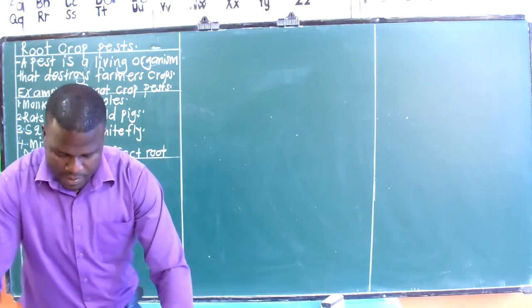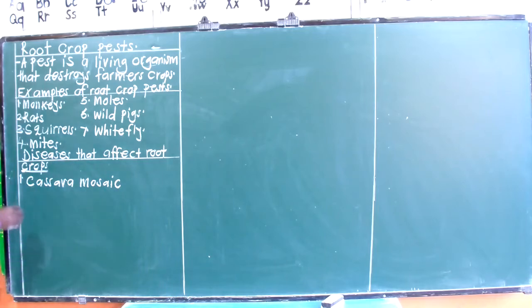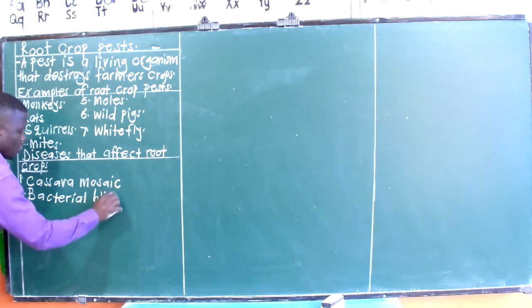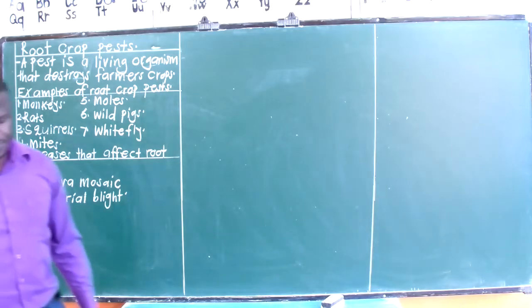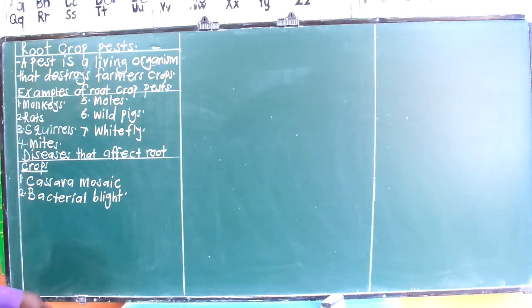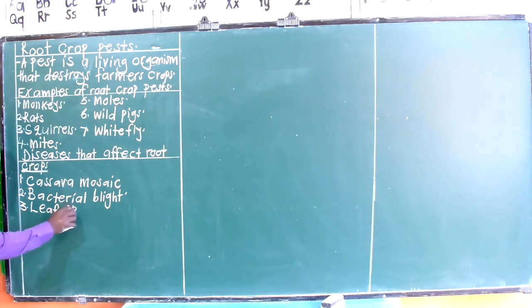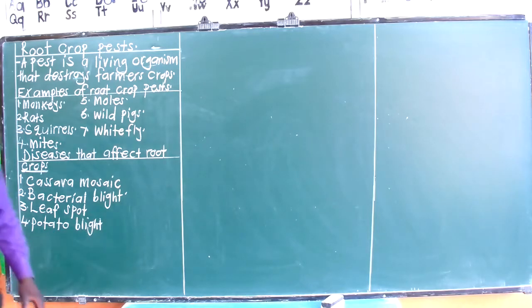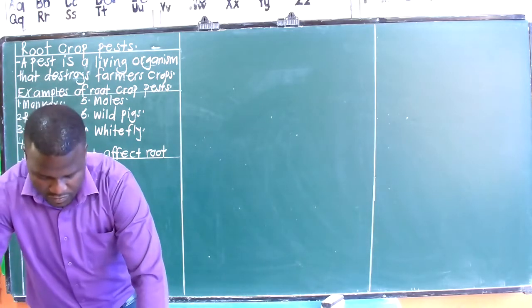Then we have bacterial blight. Bacterial blight also affects cassava. Then we have leaf spot. We have potato blight. They affect potatoes, especially sweet potatoes.